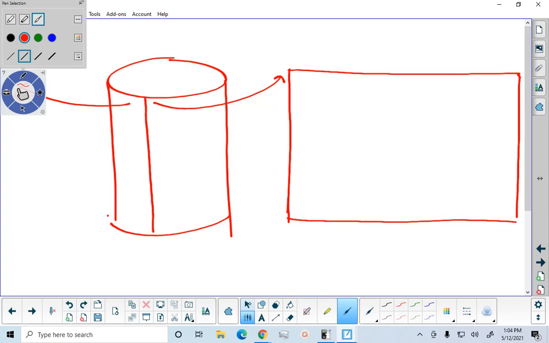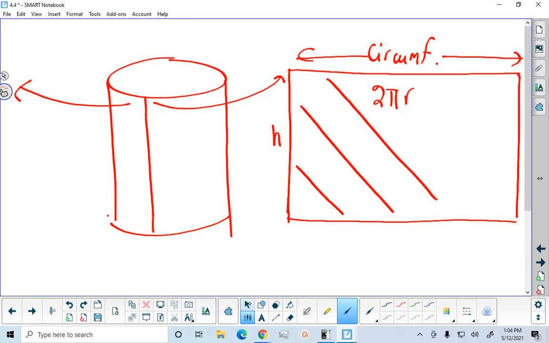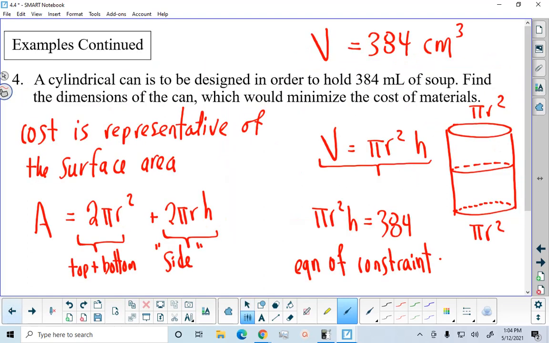And the dimension of the rectangle vertically is the height of the can, and this is the circumference of the can. And the circumference of the can is 2 pi r. So if you wanted to find the area of this rectangle, you would take 2 pi r, which is the length, times the height of the cylinder, which is the width. And that's where that 2 pi r h comes from.